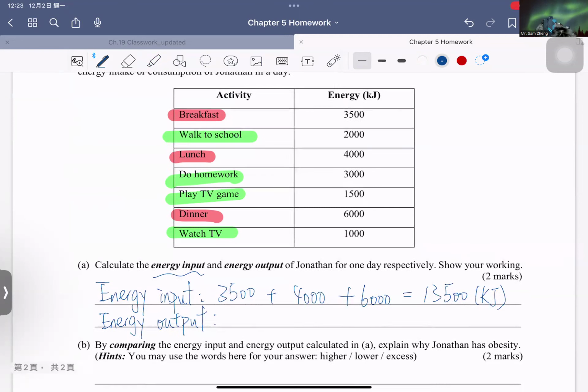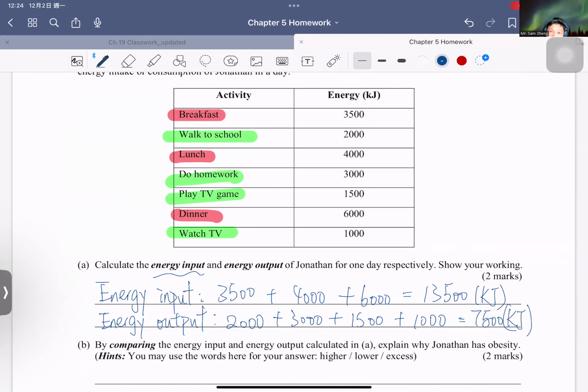So in this case, it would be 2,000 plus 3,000 plus 1,500, and then lastly 1,000. So therefore, in total, let me do a quick calculation. It would be 7,500 kilojoules. Again, it's important for you to include the unit.